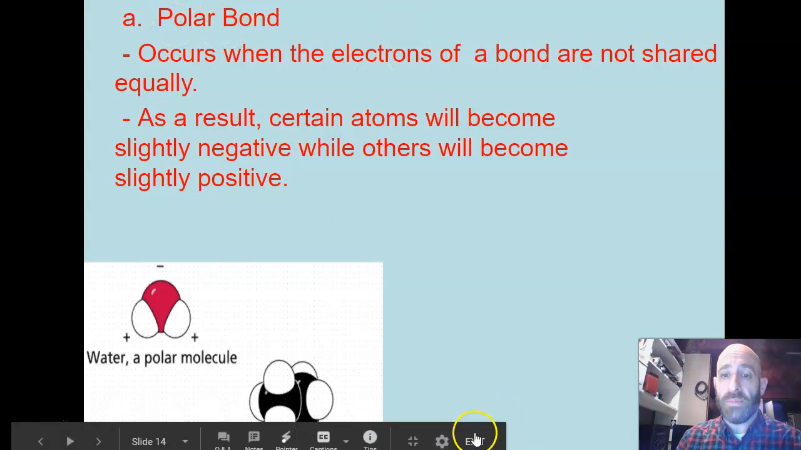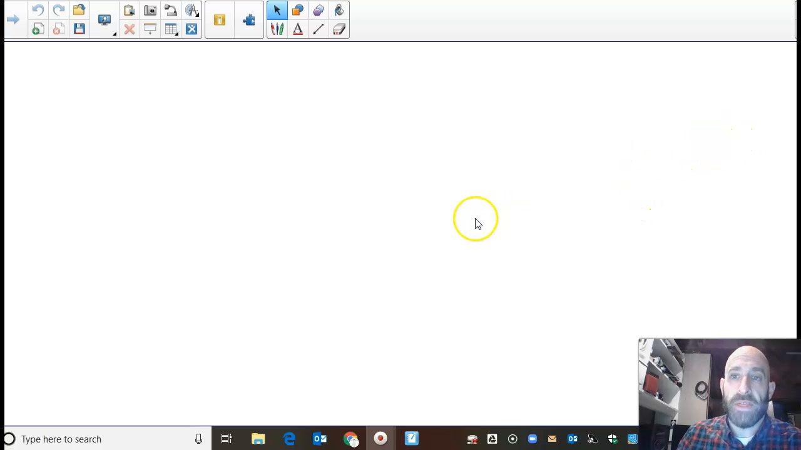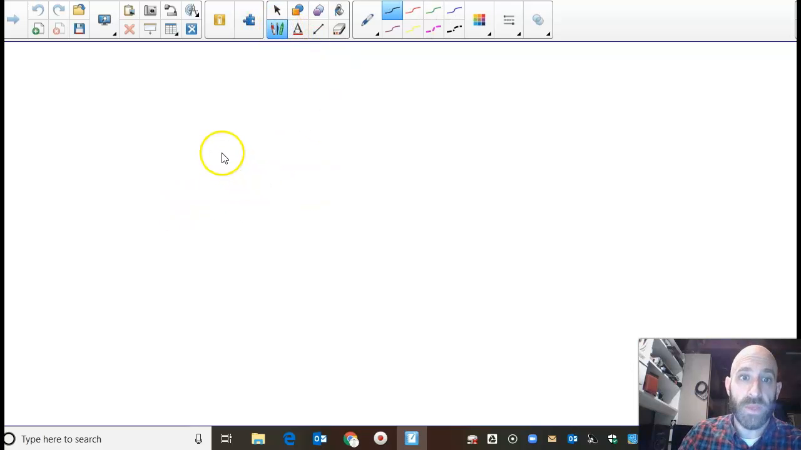So let's go over an example. The best example that I can think of of a polar covalent bond would be a water molecule. Water molecules are extremely polar. So let's talk about water for a second. Water is made up of 3 atoms, right? We have our oxygen, H2O, right? And then 2 hydrogens attached to it.